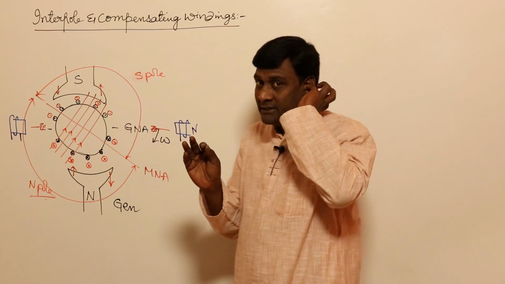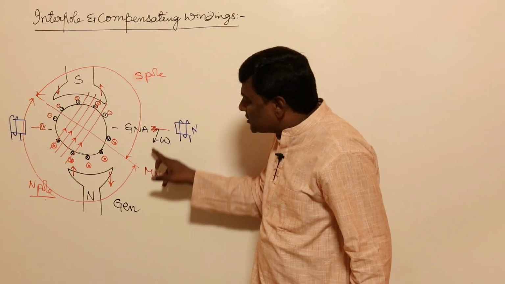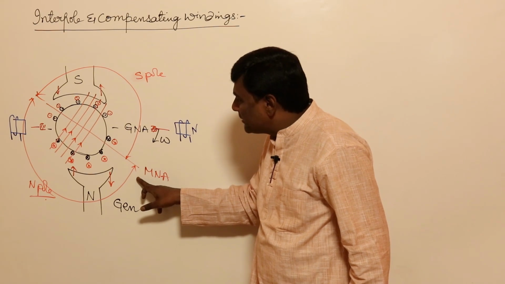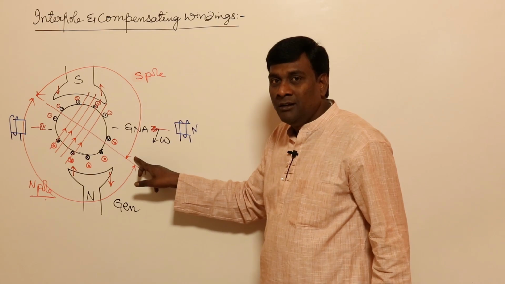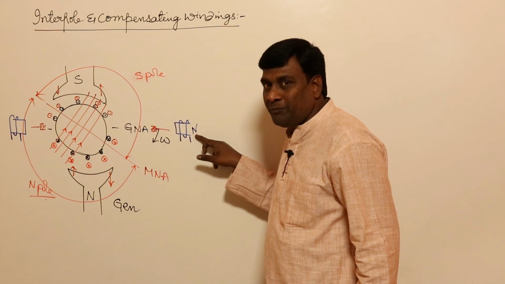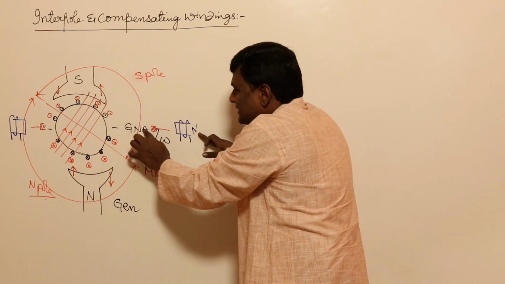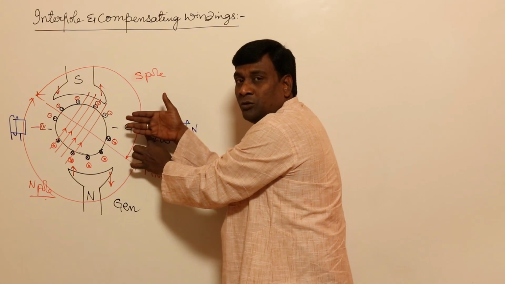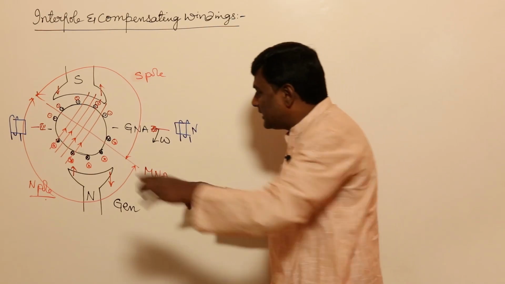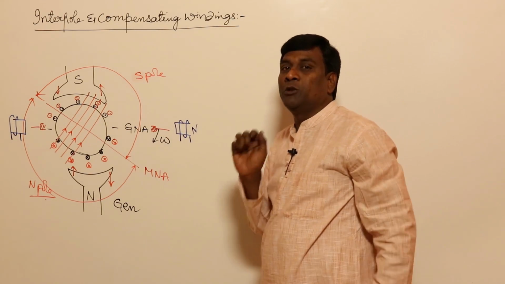So for example, see here, focus here, all of you. The point here is, at GNA, because of the MNA shift, what is happening? This particular GNA is in the region of S. If I keep an N pole here, a small pole, then S pole region plus N pole, what will happen? It will come back to 0, such that this MNA will come back to GNA. Forcibly we are going to do it.